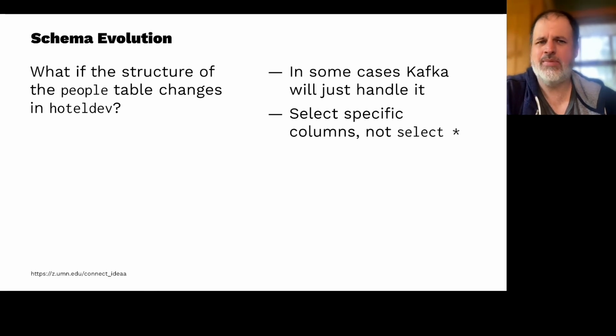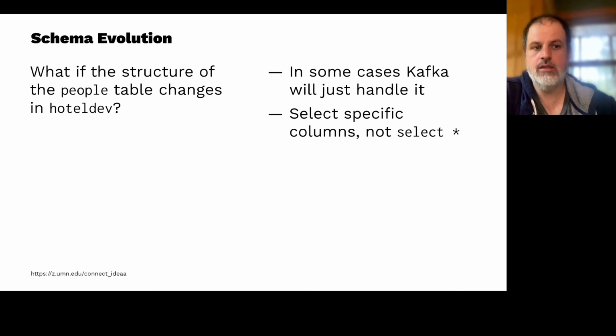You might have also thought, what happens if the people table changes? What happens if you add a column or delete a column or change a constraint? There's a lot to talk about here, but the quick answer is that in a lot of cases, Kafka is just going to handle that, and that's actually a configurable option. But in the case that it doesn't handle it, what I really recommend is to not use select star. Use select with your exact column names, call them out specifically. That way, if someone adds a new column, you don't get impacted by it. And if someone deletes a column, that's another problem, but those are usually bigger changes that get discussed in depth.